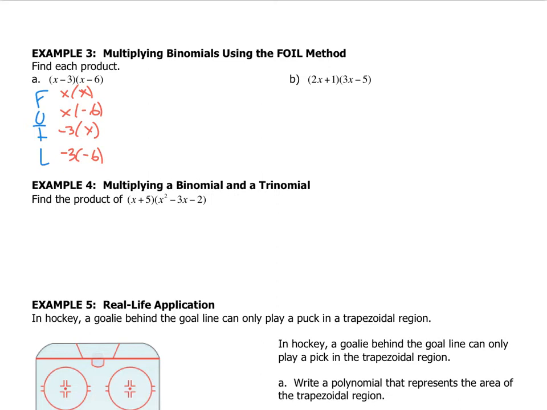So then you do that out, and you get x squared, negative 6x, negative 3x, and positive 18. Combine your like terms, you get x squared minus 9x plus 18. I'd like you to pause the video and use the FOIL, F-O-I-L technique for letter B.